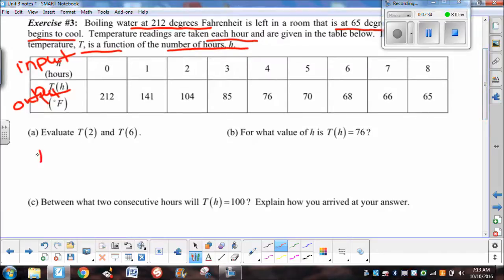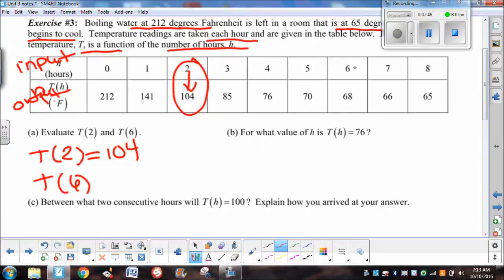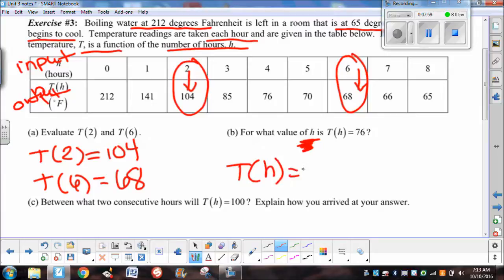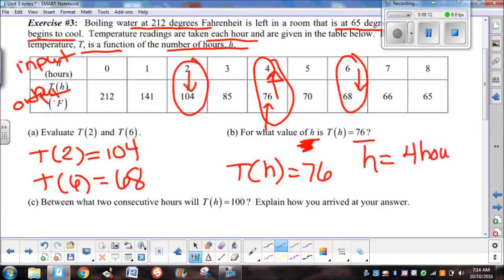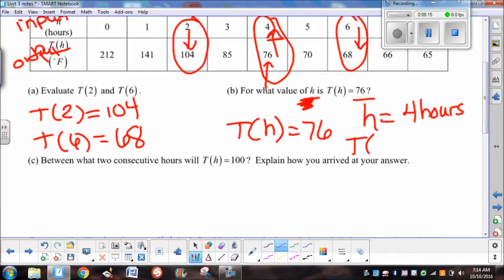So it says evaluate T of 2. So at 2 hours, the temperature is 104 degrees. And at T of 6 hours, the temperature is 68 degrees. Pretty simple when it's given a table. For what value of h, now be careful, is T of h equal to 76? So a temperature of 76 happens at 4 hours. Okay, so we could say T of 4 is equal to 76.